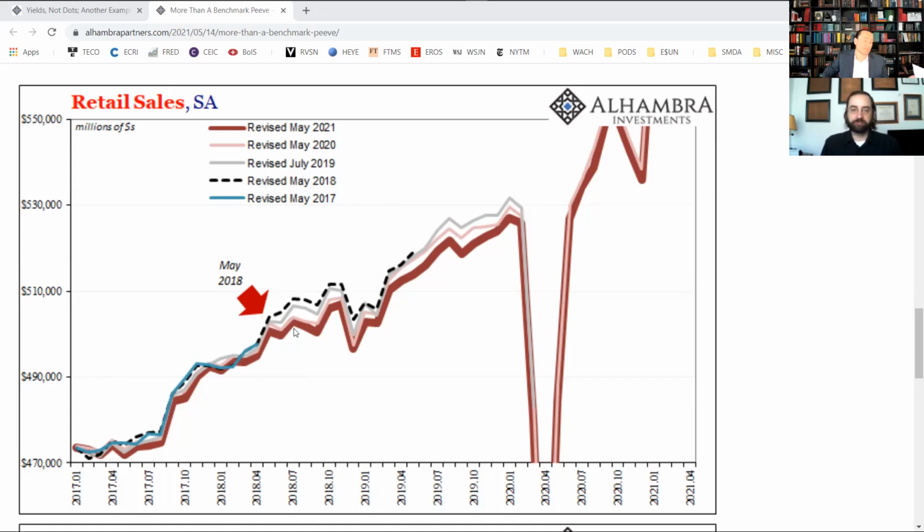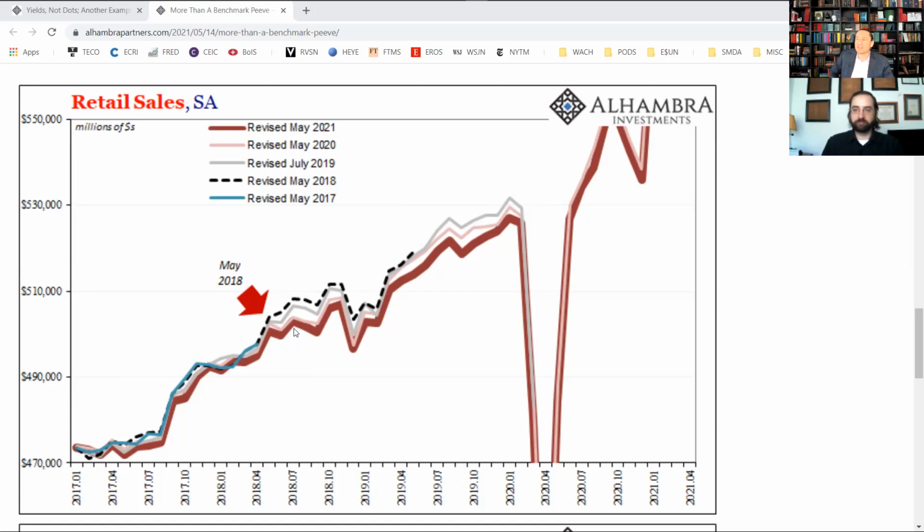May 14th, when you published this article, More Than a Benchmark Peeve, I tweeted about it and I said this is one of the most underrated aspects that I don't hear anyone else talking about during this downturn, this silent depression, these revisions. It's a scandal. It's quite important, yet underrated, underreported.